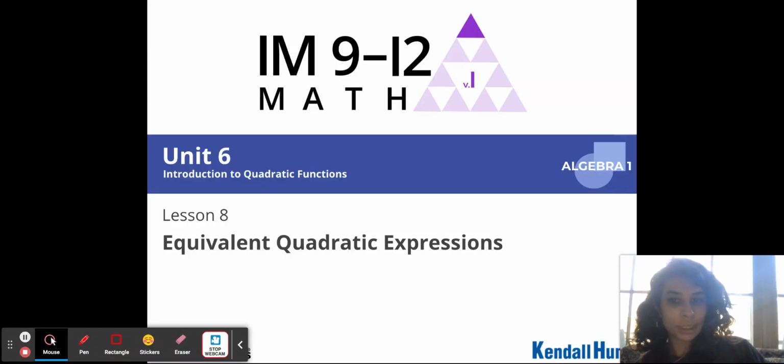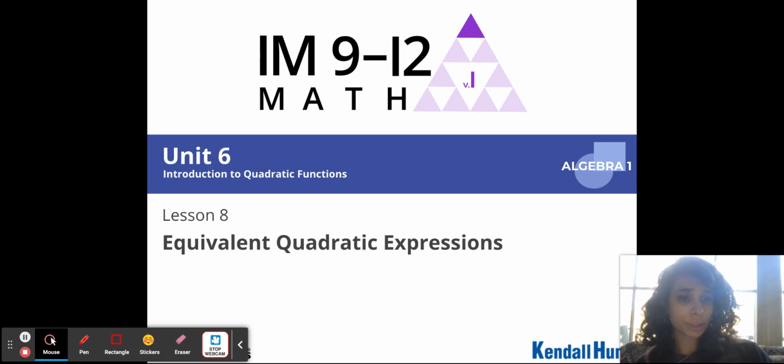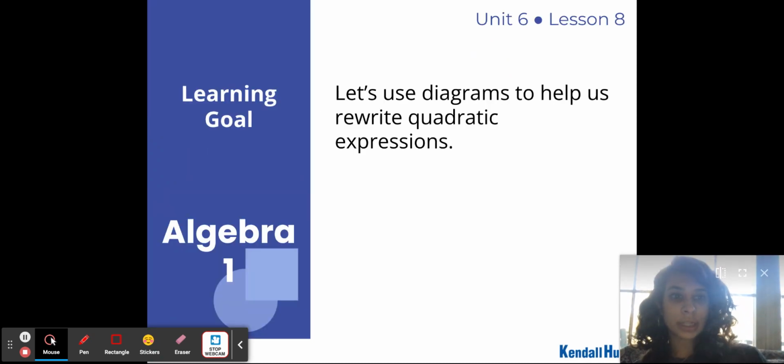Alrighty, welcome to our last lesson before our mid-unit in Unit 6. And so we're going to talk a little bit about equivalent quadratic expressions. So this lesson actually is the beginning of our next section, but we're going to start at least exploring what this looks like initially. So the goal of today is to use diagrams to help us rewrite quadratic expressions.